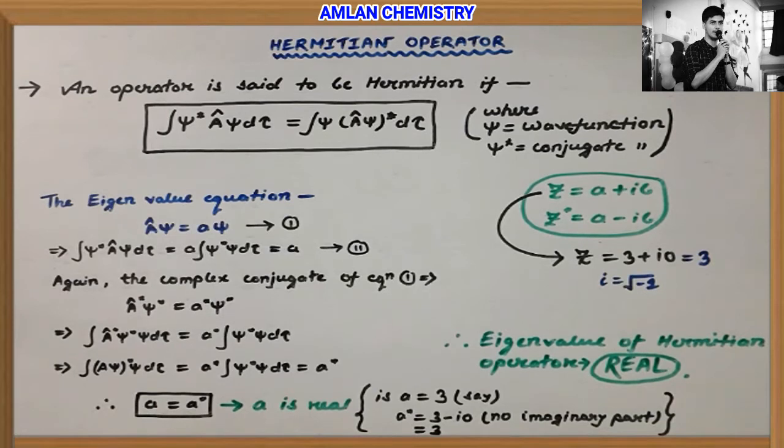Now if we integrate this equation and multiply both the left hand side and the right hand side with psi, then we will get the integration of A cap psi whole star psi d tau is equal to, again since a star is a constant, it will come outside, a star into the integration of psi star psi d tau. Again its value will be 1 because it mimics the normalization representation. So eventually it will become the integration of A cap psi whole star psi d tau is equal to a star.